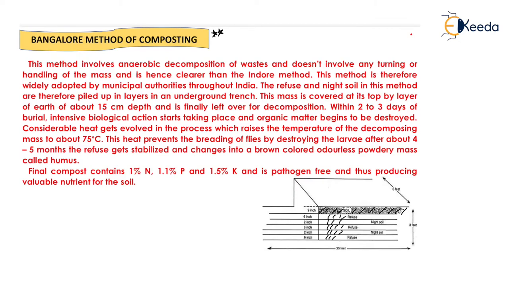Okay, when the complete area is filled with the refuse and night soil, we will provide at the top a soil layer or earth layer of thickness 15 cm to 20 cm. This soil layer will restrict the entry of air from the atmosphere to the refuse or night soil, due to which anaerobic condition will arise in that piled up mass, and all the organic matter will decompose due to anaerobic bacteria. The whole process will take around 4 to 4.5 months.